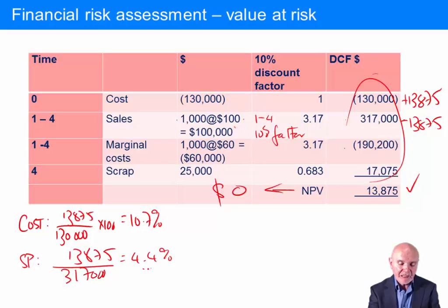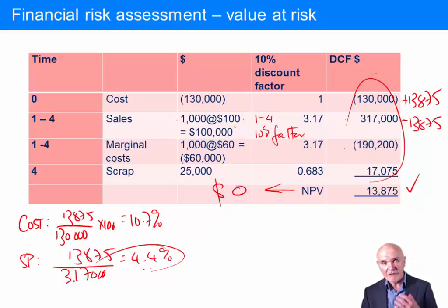I think it would be quite nice if we got some more information about that, to really see what are the chances of having to drop your selling price by more than 4.4%. The final one I'll do is contribution.